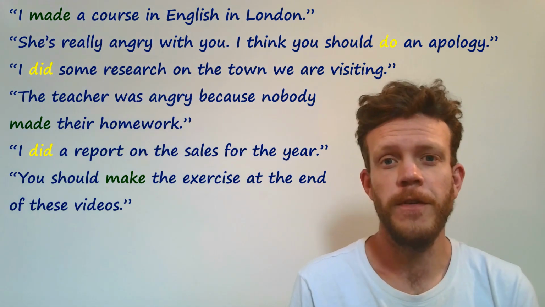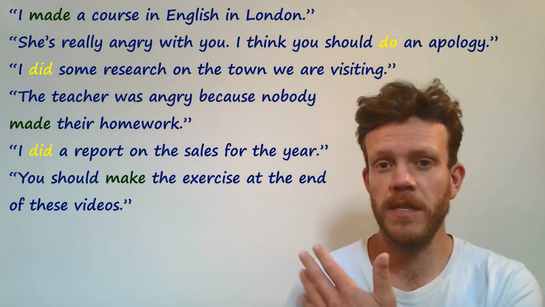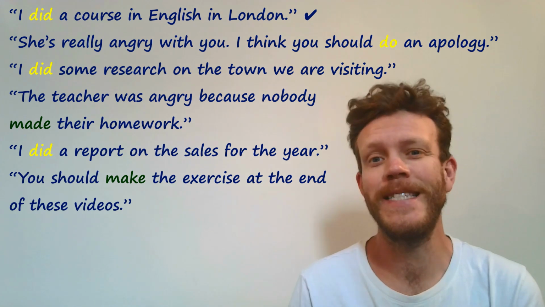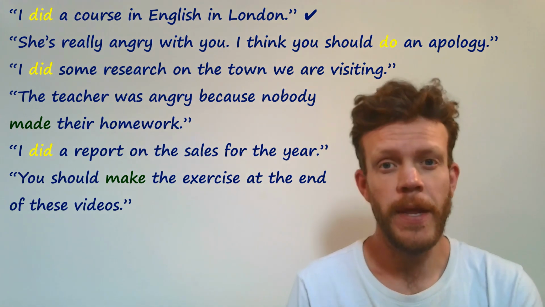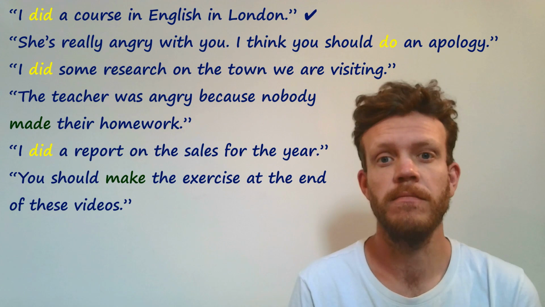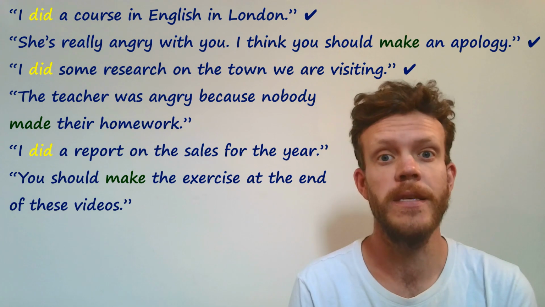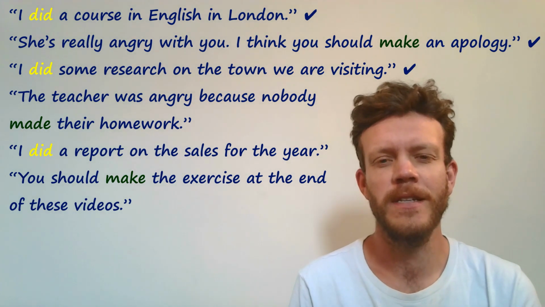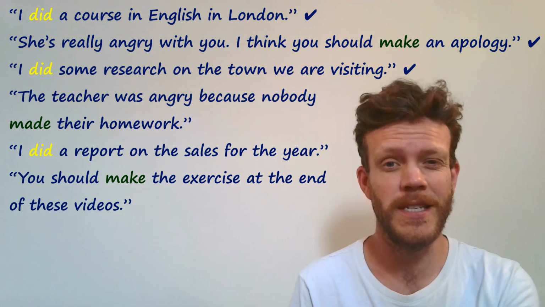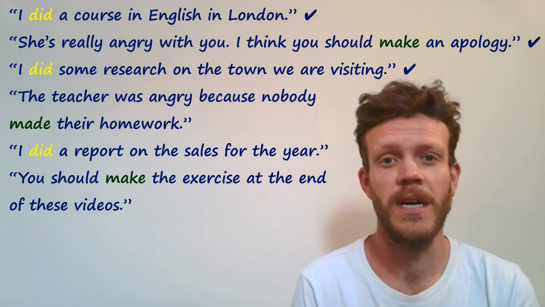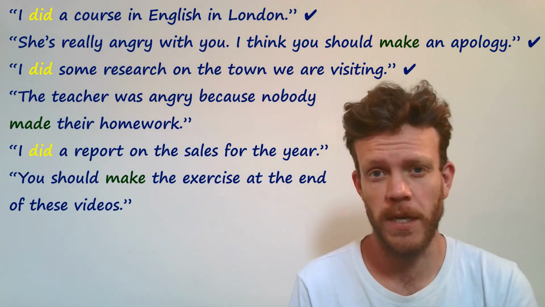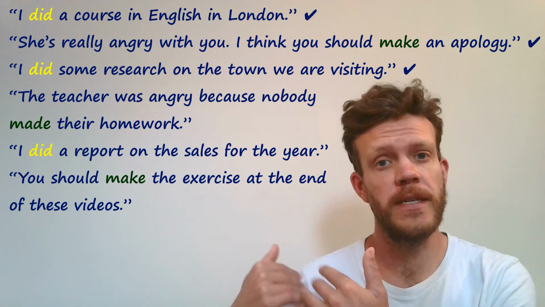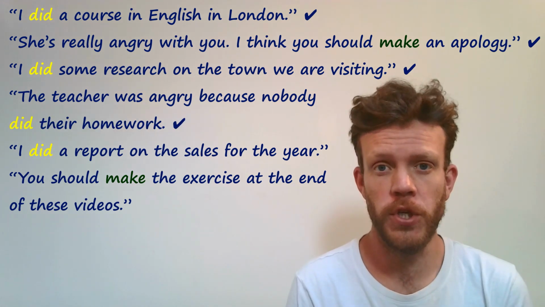And well done if you said a course runs every year, it exists whether you take it or not. So I did a course. The next one, an apology doesn't exist until you create it. So I think you should make an apology. And the next one's a bit of an exception. Okay, the research doesn't exist, but it is a job, it is a task, so you do research. And then teachers set homework. It already exists. It's a task you have to do.